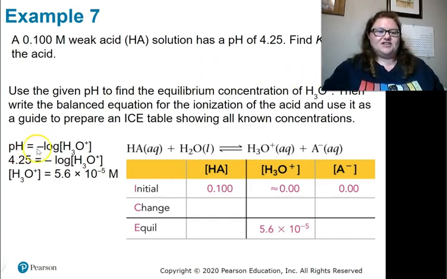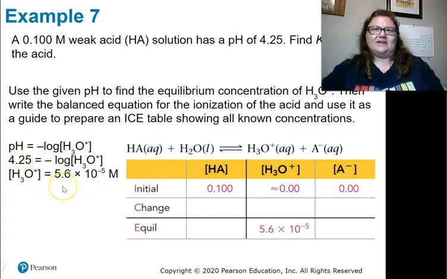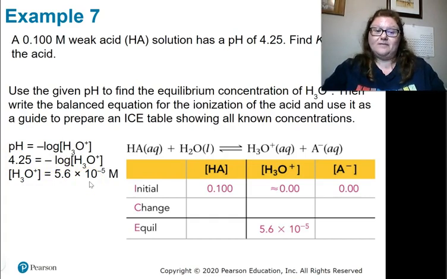We have the pH is equal to the negative log of hydronium. We're given pH, so let's plug it in. And that's the antilog of hydronium. If we do our algebra, we would get the hydronium concentration equal to 5.6 times 10 to the negative 5. That's at equilibrium. So we can plug it in on the hydronium column for equilibrium. See how it's down here?